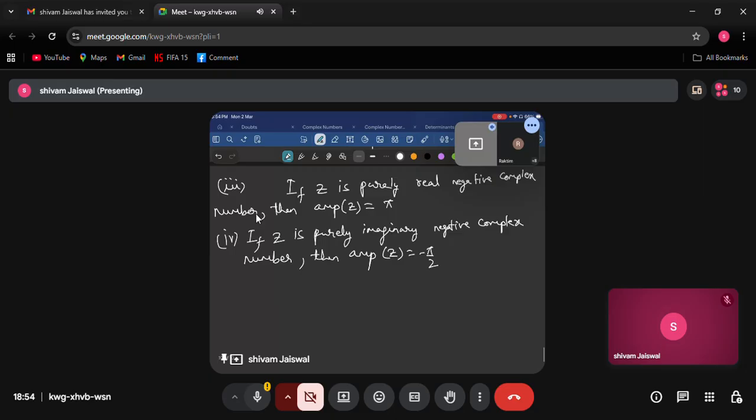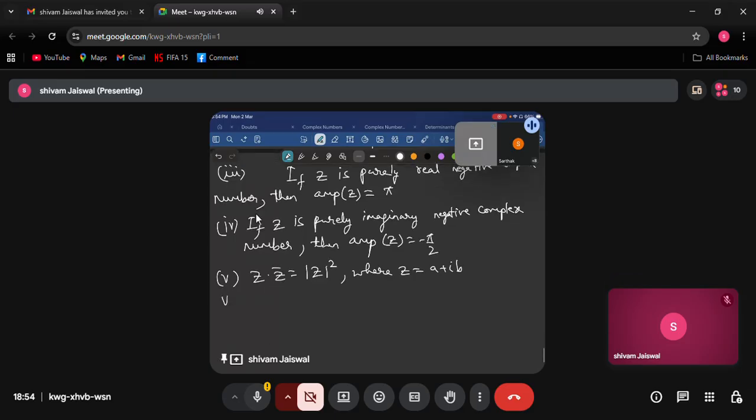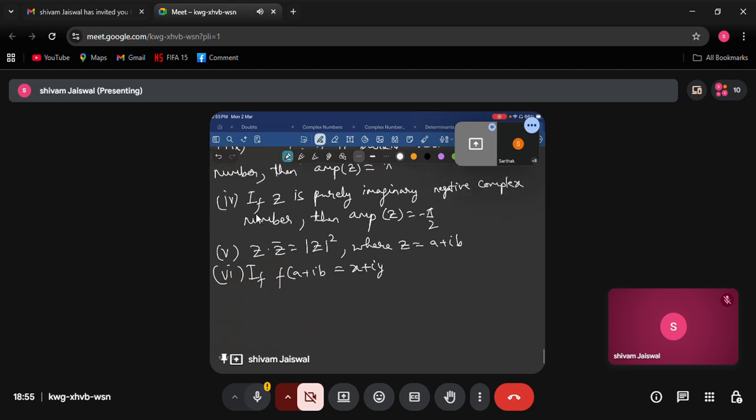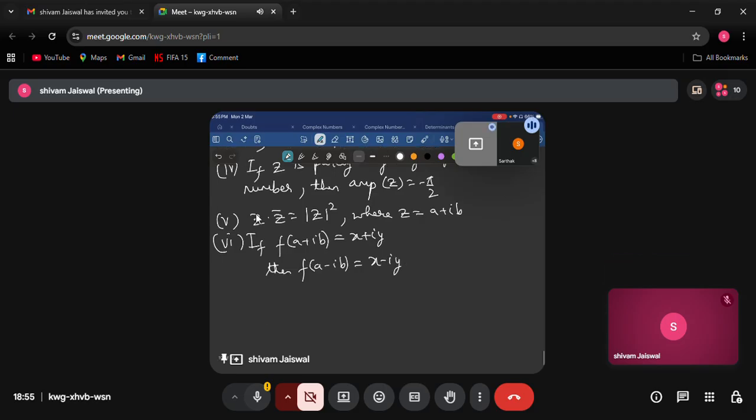Next, number 5. So everyone, what is z dot z bar? Mod z whole square, where z is equal to a plus iota b. Next, number 6. If f of a plus ib is equal to x plus iota y, okay, then f of a minus ib is also equal to x minus iota y. Okay, next, number 7.